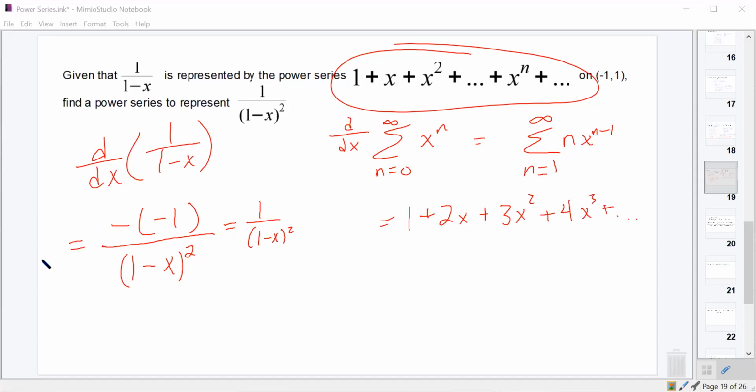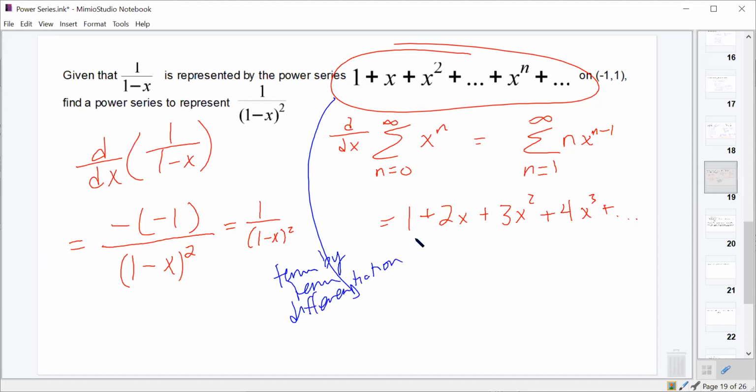Now, what if we were just to take this and term by term differentiate it? What's the derivative of 1? 0, right? Derivative of x is 1. Derivative of x squared is 2x. Derivative of x cubed is 3x squared, and so on. Good or no?